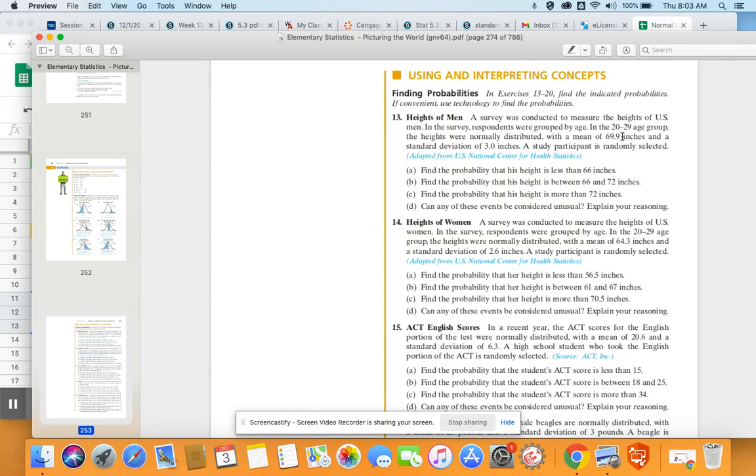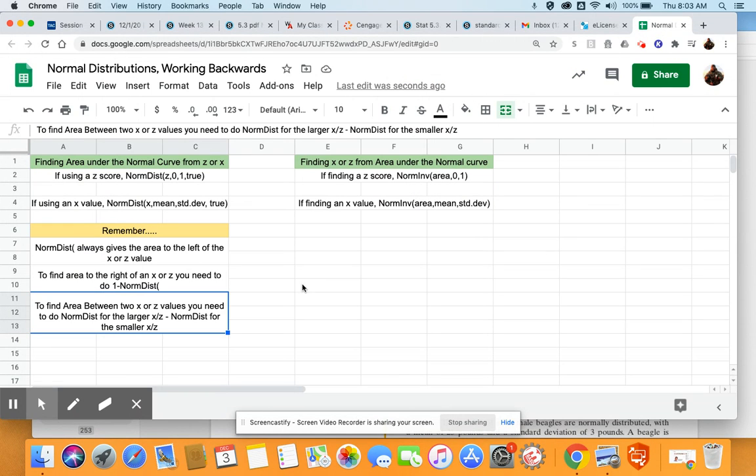So I have this question here. It's from a different version of the textbook than what we use in class. A survey was conducted to measure the heights of U.S. men ages 20 to 29. They're normally distributed. It's important that the question says that. With a mean of 69.9 inches and a standard deviation of 3 inches. A study participant is randomly selected. What is the probability that that randomly selected person's height is less than 66 inches? So a less than question is a to the left question.